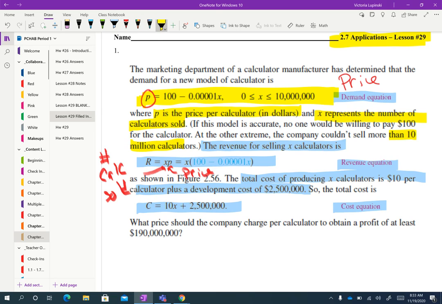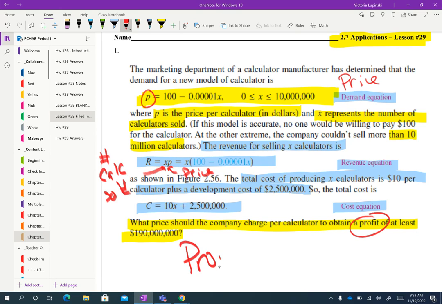The ultimate question that I want to know here is what price should the company charge per calculator to obtain a profit of at least $190 million? So a couple of really important things that we want to point out here. The first of which is they're asking you about profit. For all the equations that we have in this problem, we don't yet have a profit equation. So we are going to have to create a profit equation.